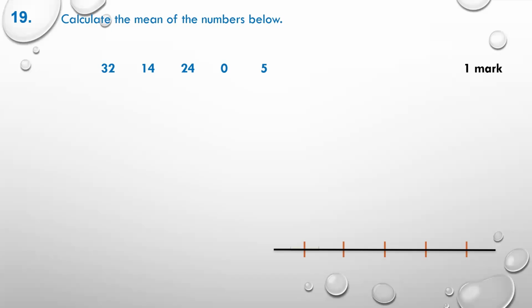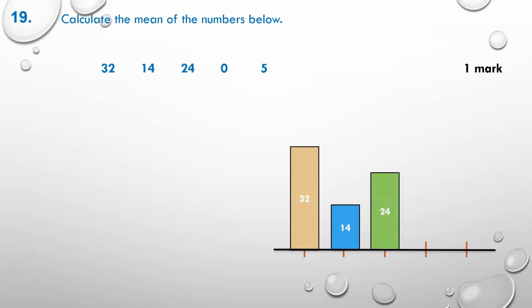So let's put up the first number is 32, and the second is 14. The next one is 24. There's nothing for 0. And of course, there's 5. So now that we know that, this is what those numbers look like. What does the mean? What understanding do we get from that word? It is that if we can share this up equally, so they all get the same amount, that will be considered the mean. So if we look at this, 32 is very tall. So we don't have enough to give 32 to everybody. So 32 cannot be the mean. It has to be less than that.